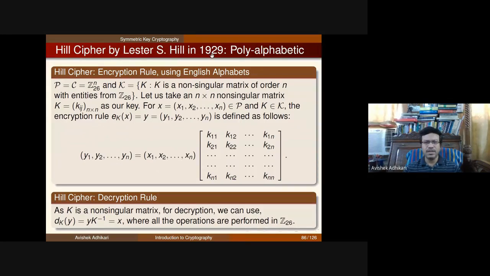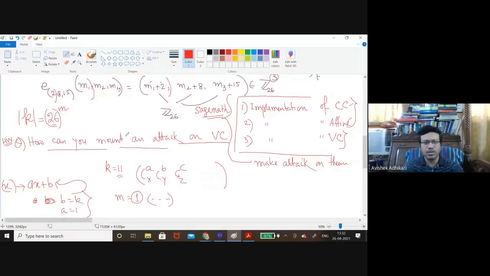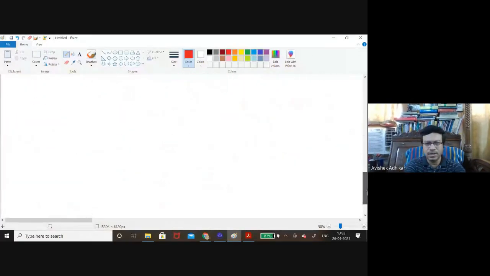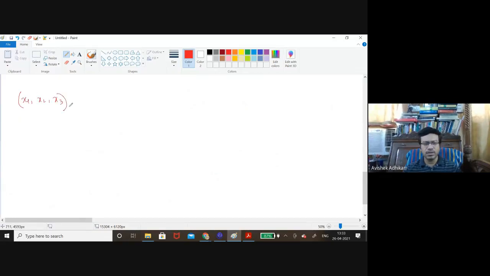And you can understand it came quite late. It's 1929. So it's again a polyalphabetic scheme. So what is the idea here? The idea is again quite simple. Suppose this is your plain text, say x1, x2, x3. You want to produce a ciphertext, right? So ciphertext y1, y2, y3 is what you want to transfer.